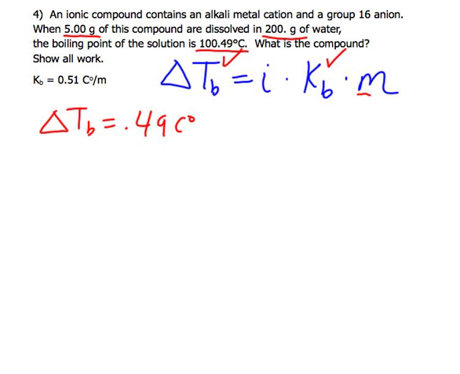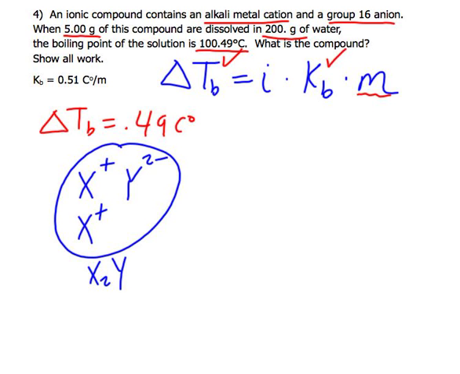Now, what about i? Is there a way we can figure that out? They don't give us the formula, but they do tell us it's an alkali metal and a group 16 anion. And what do we know about alkali metals? Well, we know that they're in the first column, they form a positive 1 charge. And a group 16 anion, we don't know what it is, so let's just call it Y. We know they make a negative 2 charge. So if we figure out this formula, you'll need two X's of positive 1 to match the negative 2. So the formula will be X2Y, but ultimately when this dissociates, notice there are 3 ions. So we now know the Van 't Hoff factor, and we know that that is 3.